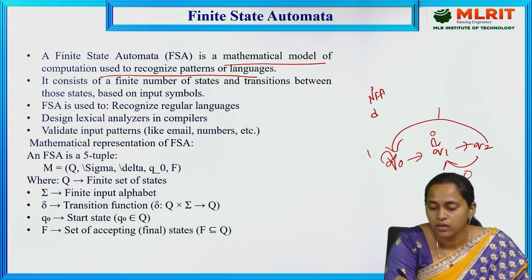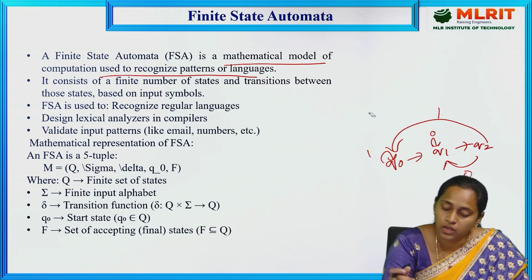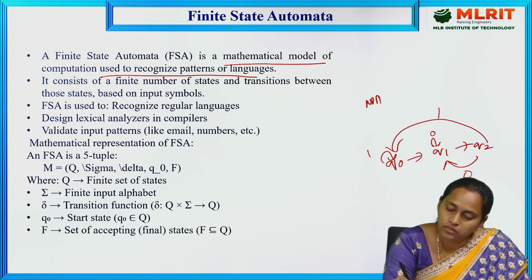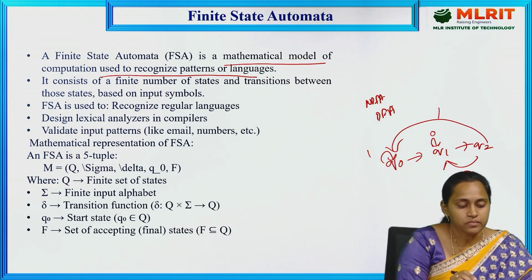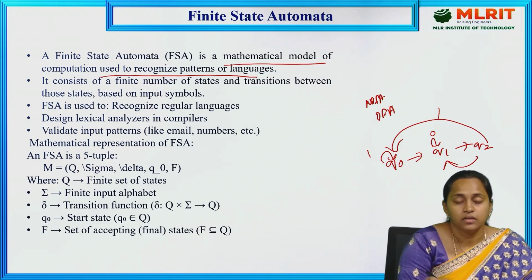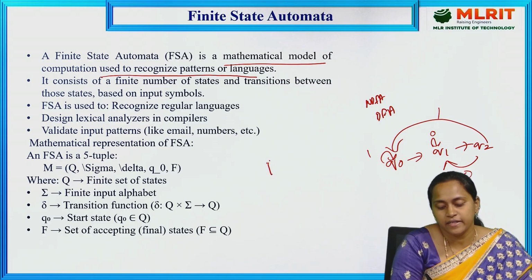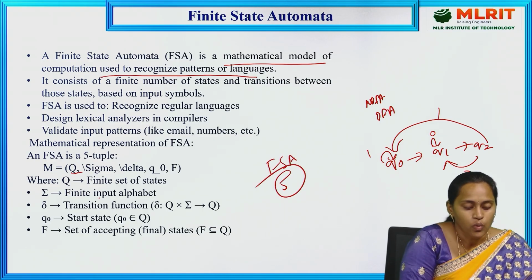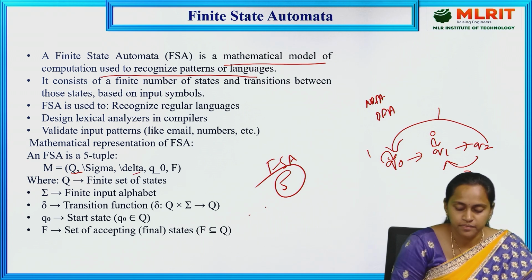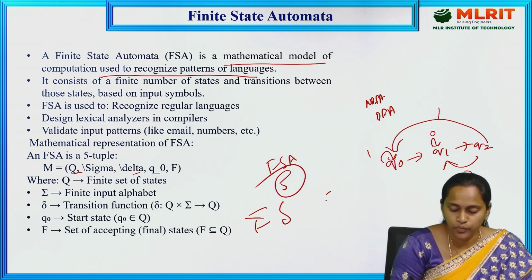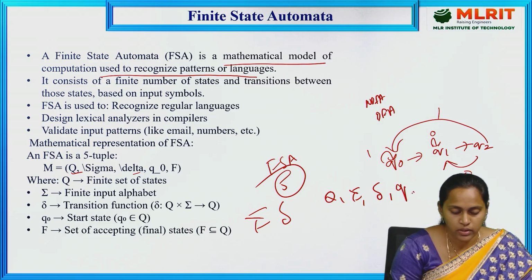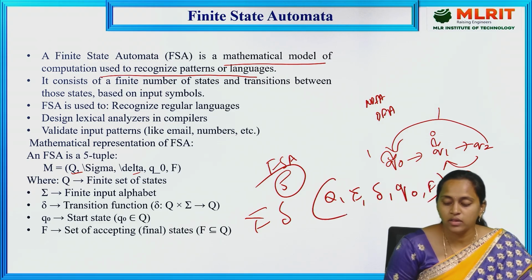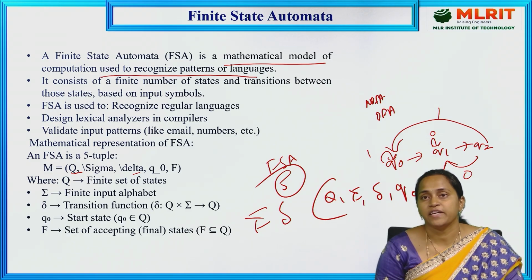NDFA, DFA. Okay. So let's see the finite state automaton. It contains 5 tuples: Q, sigma, delta, Q naught, and F. These are all the tuples in a finite state automata.